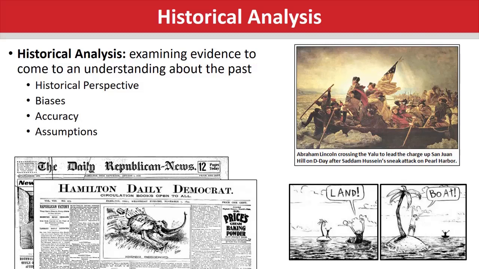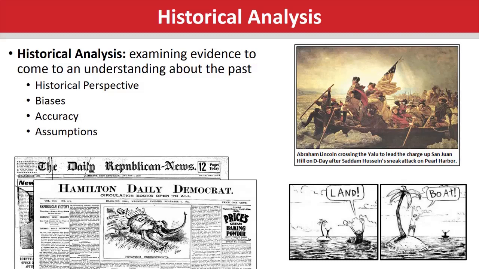There are some things that we need to keep in mind when we're doing genealogy. One is historical perspective. People in history had a different view of the world than we do today. Sometimes that can come out in the records that we find. You can see by my little illustration down here in the corner. One person's happy to see a land, but the other person's happy to see a boat. Everybody has different perspectives.